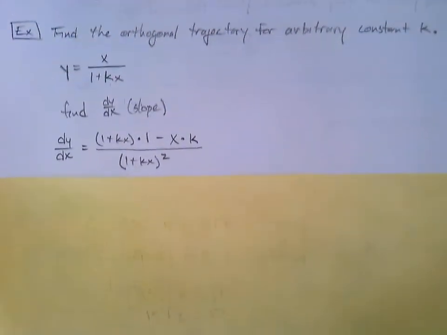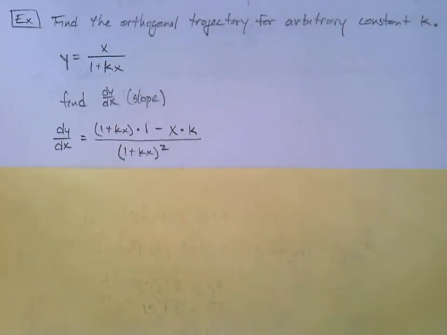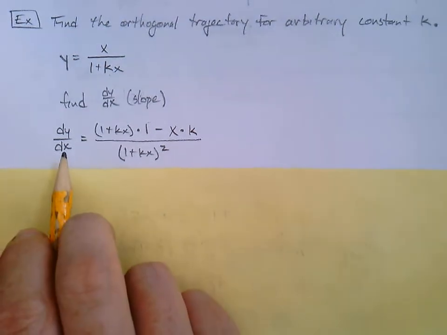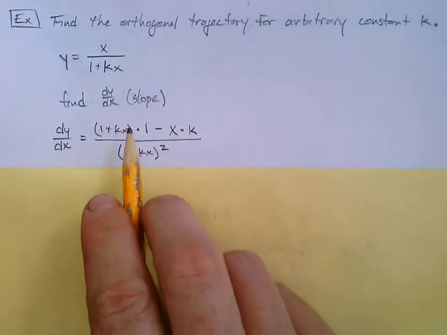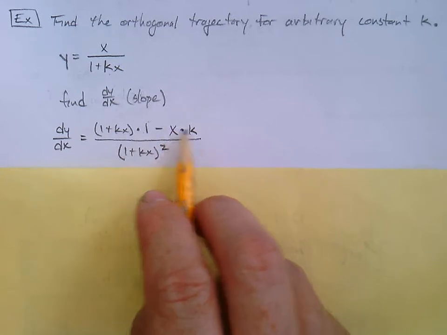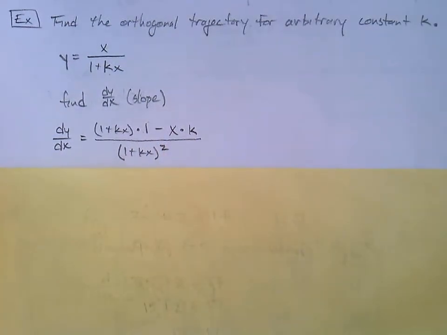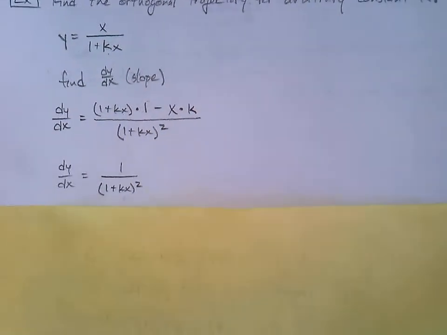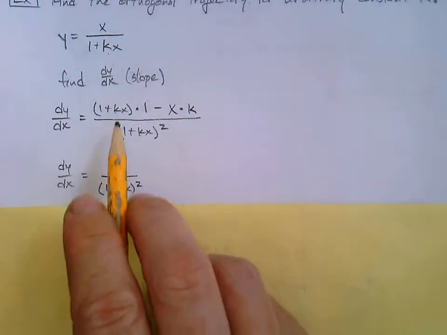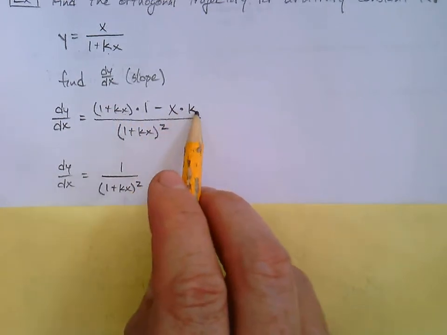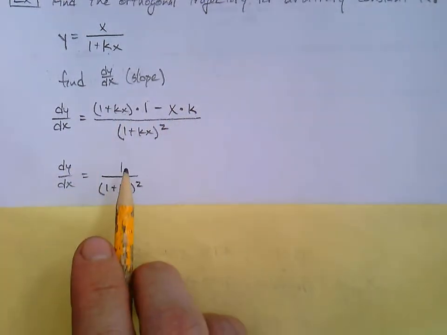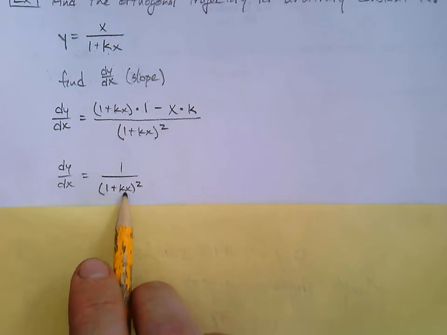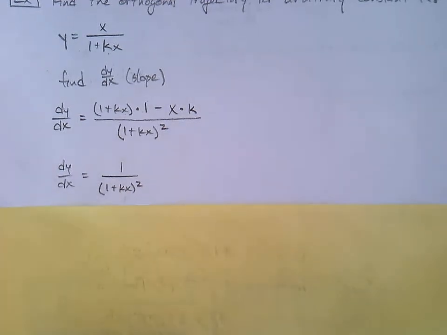Well, here we're going to need a quotient rule. All right. dy over dx equals low d high minus high d low, all over the low squared. Not going to talk about any of those details. You guys are good with that. Let's clean that up a little bit. So it turns out we've got k times x minus x times k. So all we have there in the numerator is 1 over quantity 1 plus kx squared. There's our derivative.